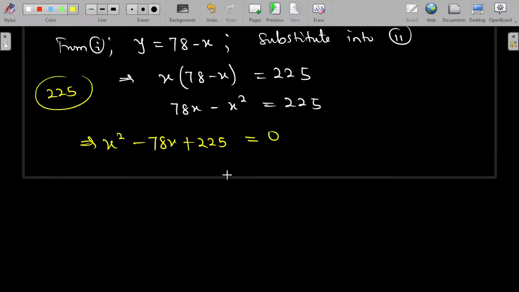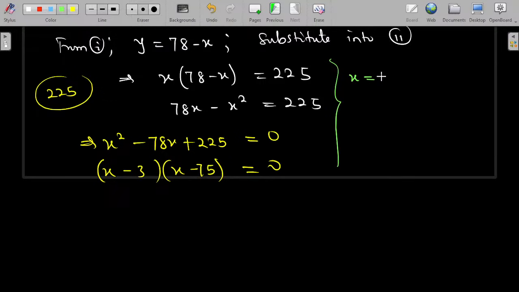Of course, if you multiply 75 by 3, you will get 225. And then what sign will we put there? Minus, so that we will get minus 78. Okay, so that's going to be, remember, like I said, we open two brackets. So we have x minus 3, x minus 75, and that is equal to 0. So what that means is that our x is equal to 3 or 75 as the solution.